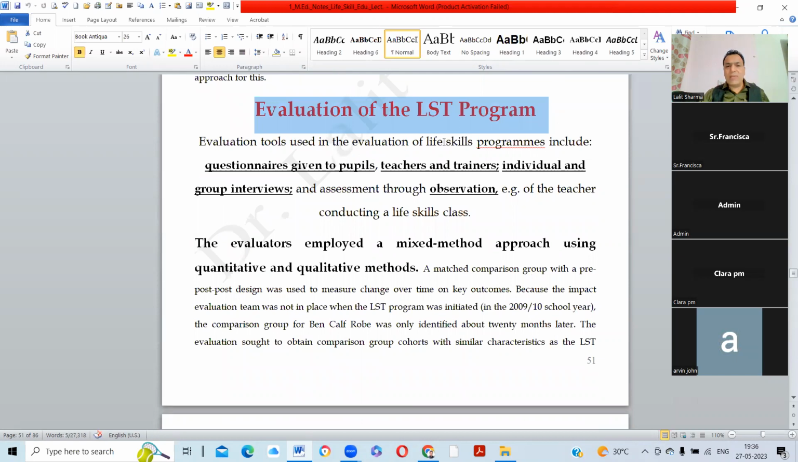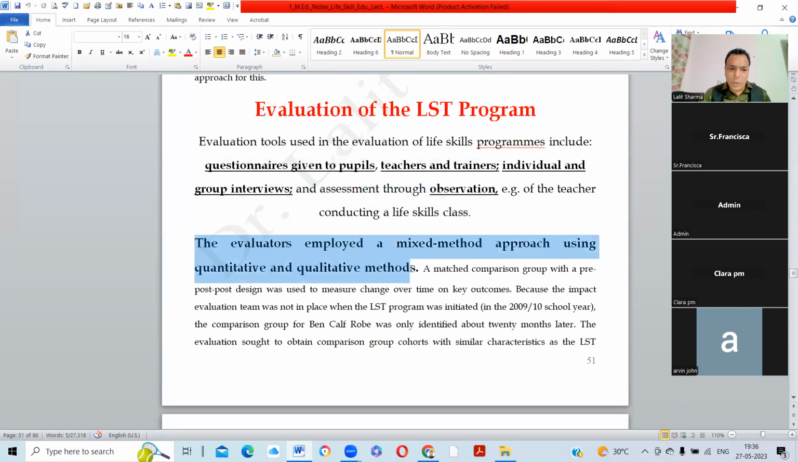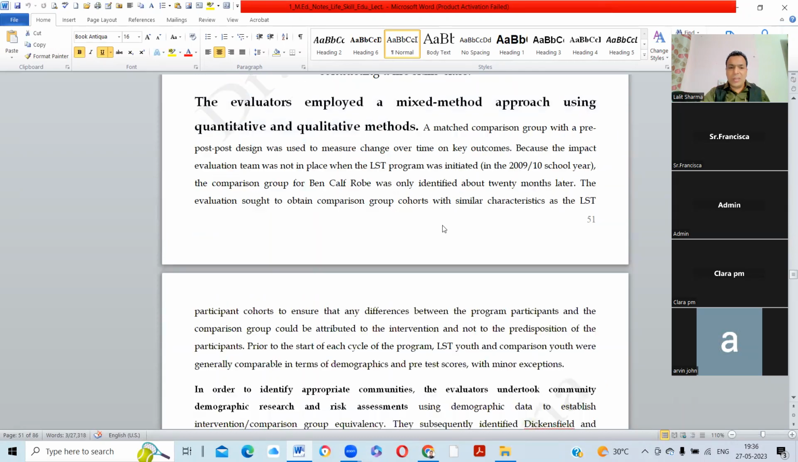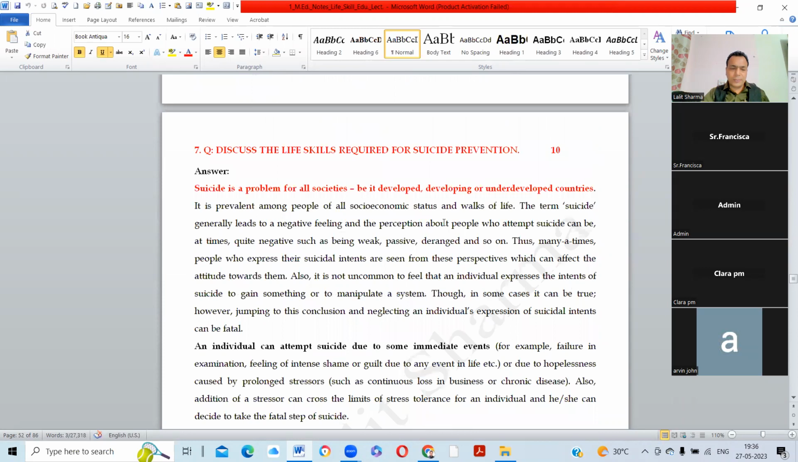Evaluation tools used in the evaluations of life skill programs include questionnaires given to pupils, teachers and trainers, individual and group interviews, and assessment through observation. Example: a teacher conducting a life skill class. The evaluator employs a mixed method approach using quantitative and qualitative methods. You can evaluate all these programs by these questionnaires, group interviews and others.